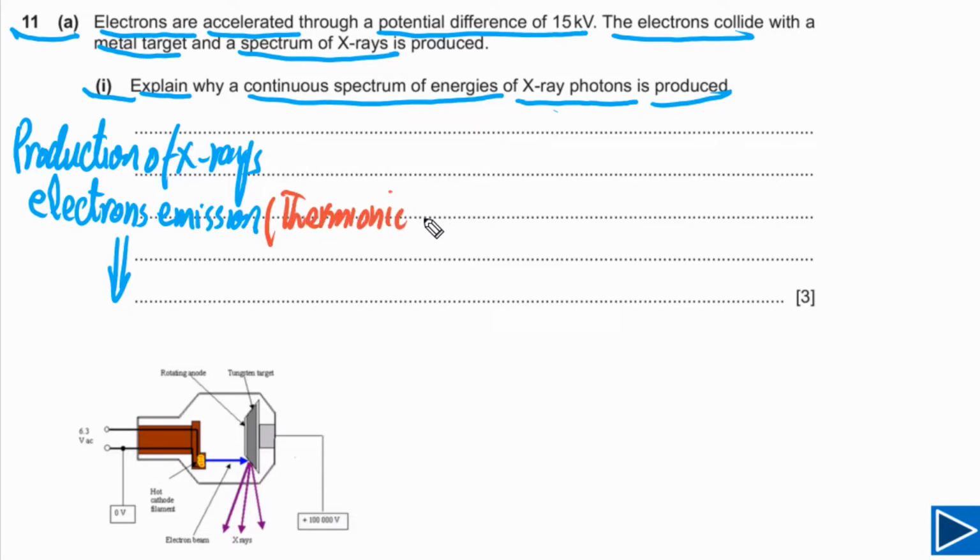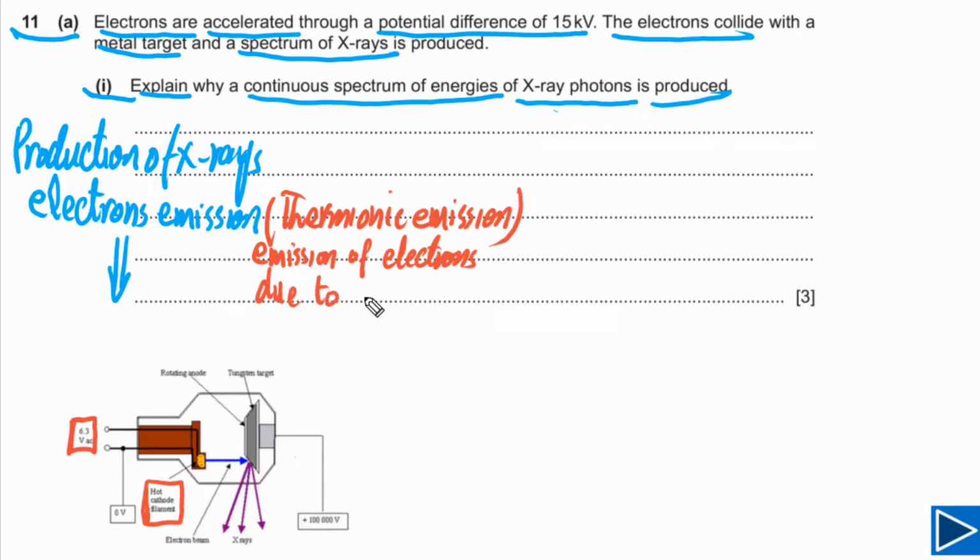Thermionic emission means that the cathode is heated. When the cathode is heated, electrons are emitted. You can see here, in this case, we have a cathode filament. When we heat this up, by applying potential difference across the heater, electrons are emitted. So that is called thermionic emission. Emission due to heat. Thermionic emission simply means emission of electrons due to heat.